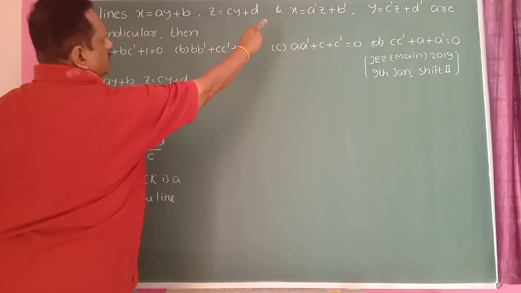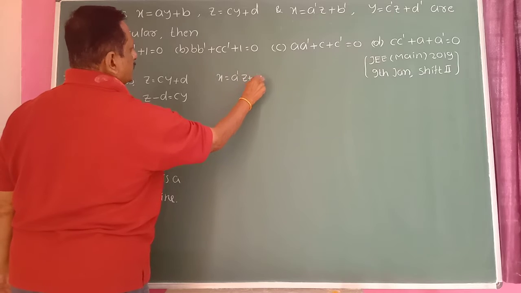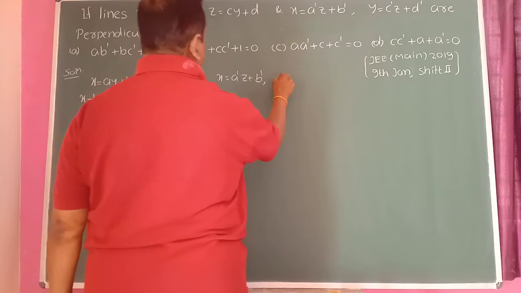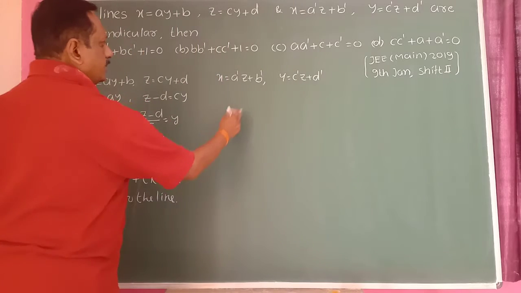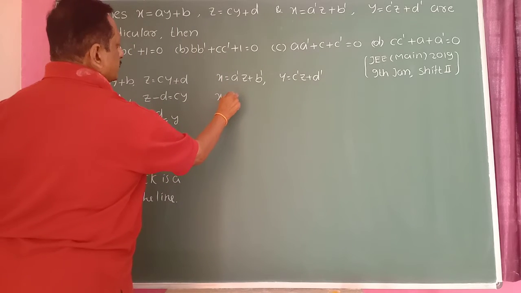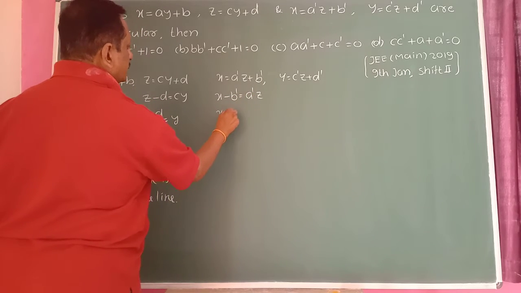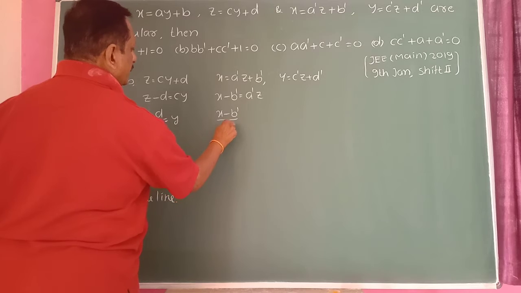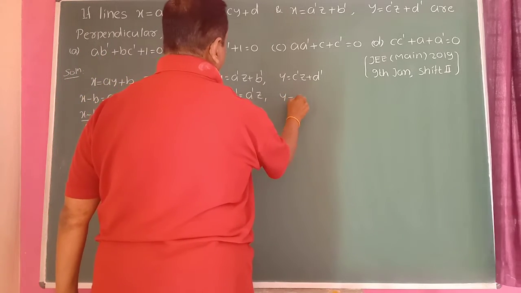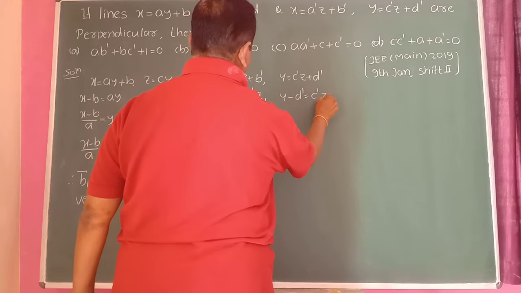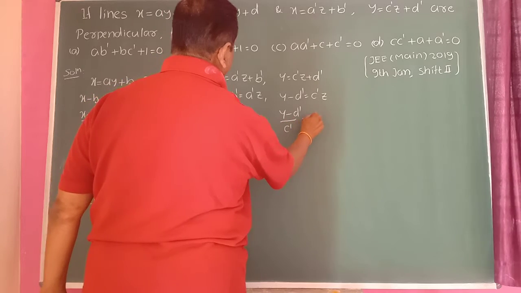Similarly, take these two equations here: x = a'z + b', then y = c'z + d'. Take b' to the left-hand side: x - b' = a'z, then (x - b')/a' = z. So similarly, y - d' = c'z, (y - d')/c' = z.